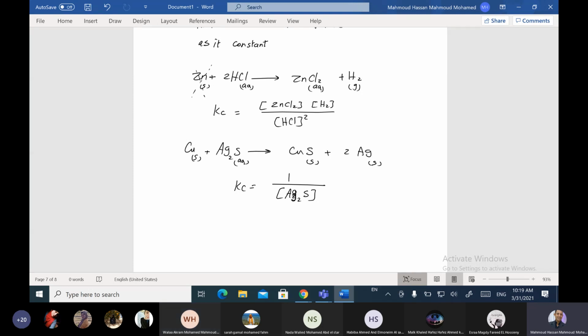Silver sulfide in the aqueous solutions, so take care only of the aqueous solutions and neglect the solids.